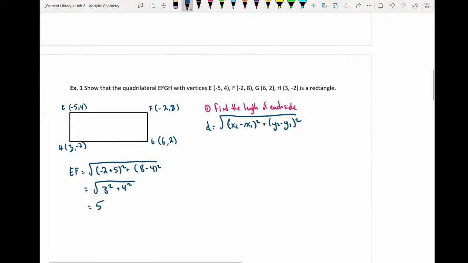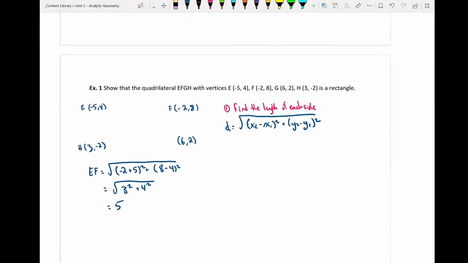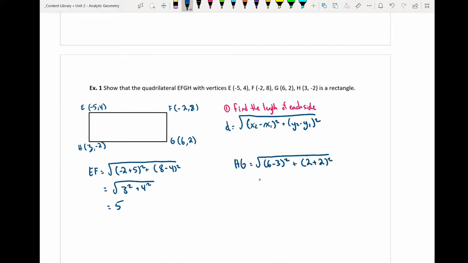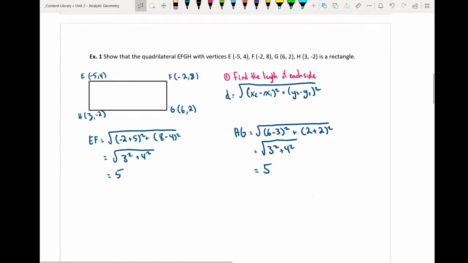Next, I'm going to look at the one opposite of it, so HG. Again, we know our formula for the length. So we'll do 6 minus 3 squared plus 2 minus -2, so 2 plus 2 squared. We have 3 squared plus 4 squared, which is the same, and we will get 5. So we know that these two sides are the same length.